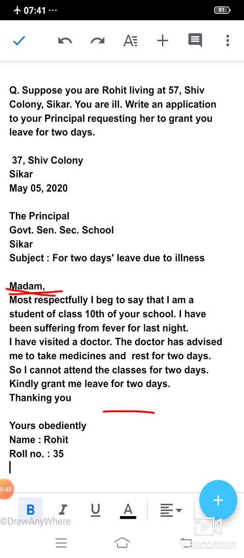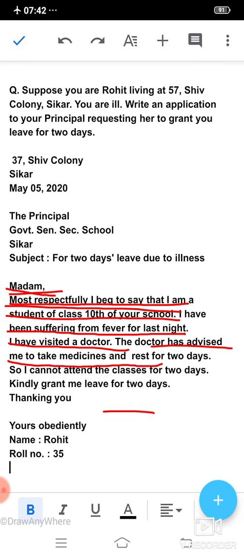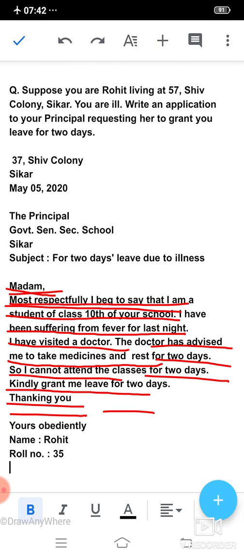The body is: Most respectfully, I beg to say that I am a student of class 10th of your school. This is a common thing which we have to write in each application if you are writing the letter to our teachers. I have been suffering from fever since last night. I have visited a doctor. The doctor has advised me to take medicines and rest for 2 days. So I cannot attend the classes for 2 days. Kindly grant me leave for 2 days. Thanking you. After leaving a single line, we write the subscription, that is, Yours obediently, name and roll number.